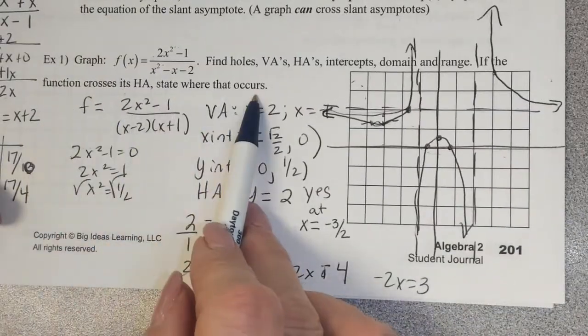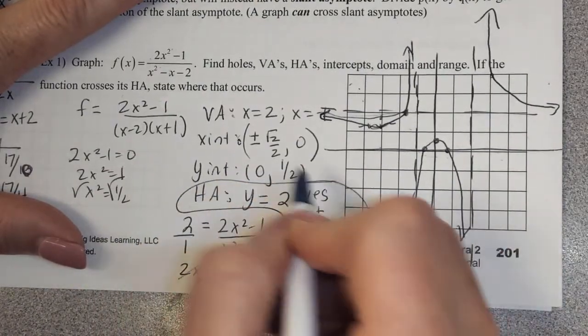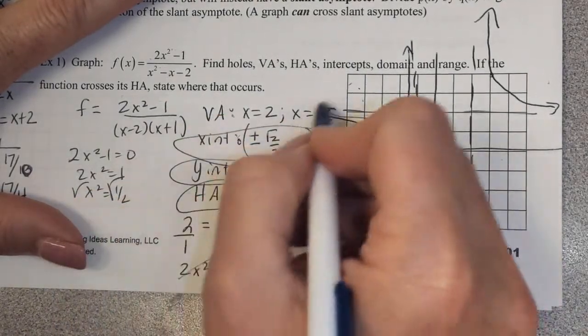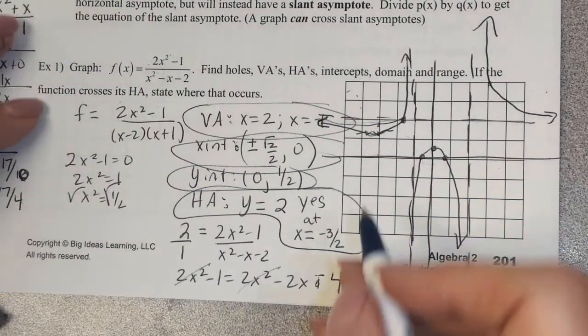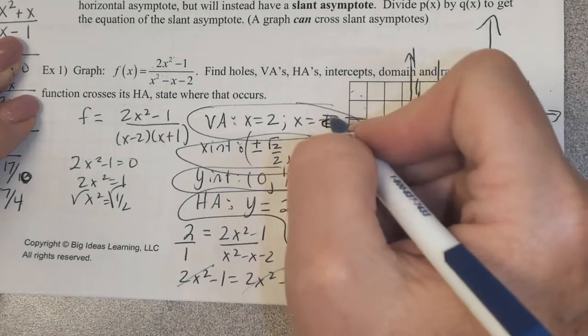Okay, make sure I got everything. This is the important thing right here. That says x equals negative 1.